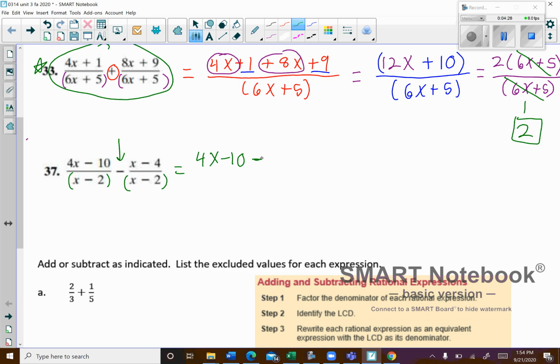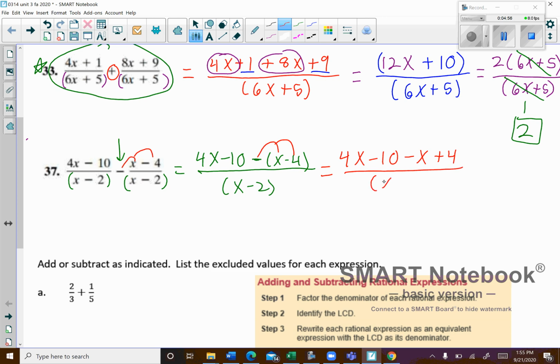It's a little different. You need to put the x minus 4 in parentheses, because you are going to have to distribute that subtraction sign here in just a moment. So that's what we'll do next. So that subtraction, you don't want it to only go to x. It has to go to both of these right here, okay? So let's go ahead and clean that up. So we're left with 4x minus 10 minus x, and then that will become a plus 4 right there, all over x minus 2.